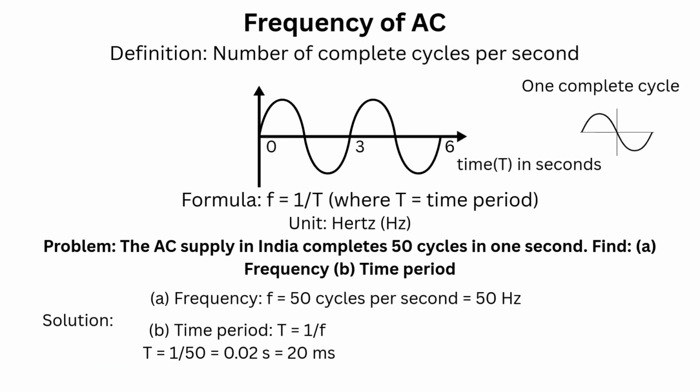Frequency of AC. Frequency is the number of cycles per second. Time period is the time taken to complete one complete cycle. The formula for frequency is 1 divided by time period. Here in the diagram shown, time period is 3 seconds.